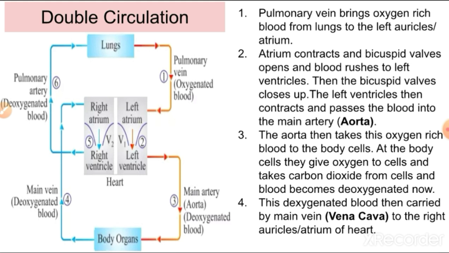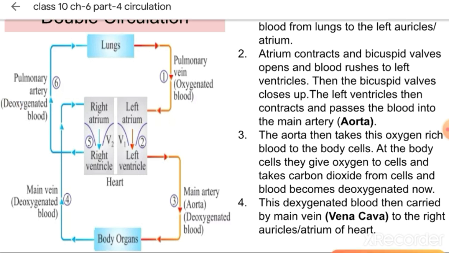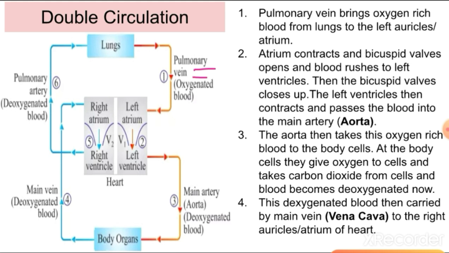So we have 6 steps. The first step is that the pulmonary vein brings the blood from the lungs to the left atrium, because the left side is the oxygenated side. It is bringing oxygenated blood because the blood is coming from the lungs. The lungs are an oxygen-rich site, so that is why the blood gets oxygenated. From there the blood comes to the left atrium. The left atrium contracts, and when it contracts, these valves open up. The blood rushes down into the left ventricle.